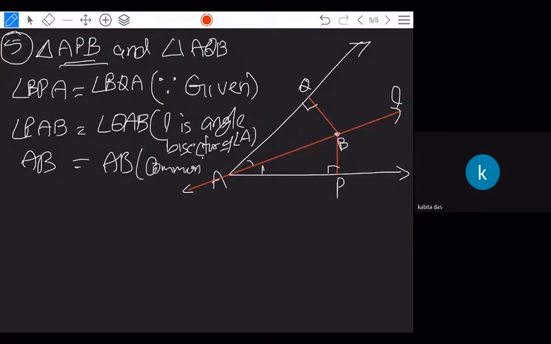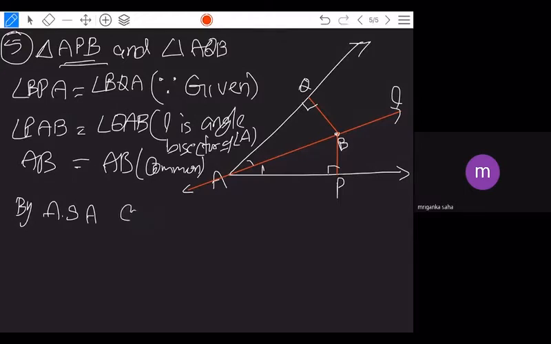Is it audible to you? Anyone please give the reply, is it audible? Yes, sir, it is audible. Okay. Therefore, by what? Here two angles and one side, SAS congruency, or you can write by SAS criteria.